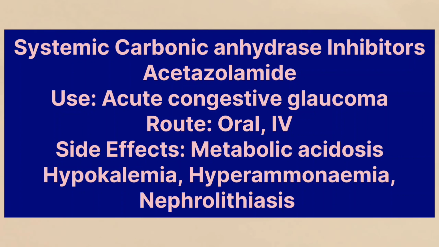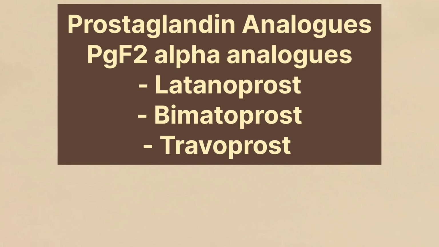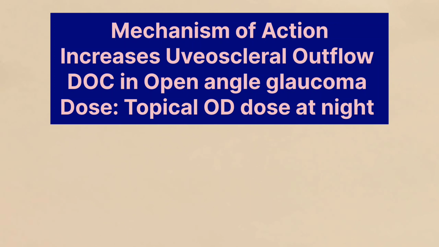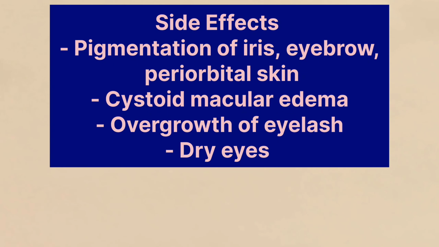The next group is prostaglandin analogues. The prostaglandin F2 alpha analogues are latanoprost, bimatoprost and travoprost. The mechanism of action is increased uveoscleral outflow. It is useful in the treatment of open angle glaucoma and normal tension glaucoma. The dose is topical single dose at night. The adverse effects are pigmentation of iris, eyebrow, periorbital skin by increasing the effect of tyrosinase in melanocytes.